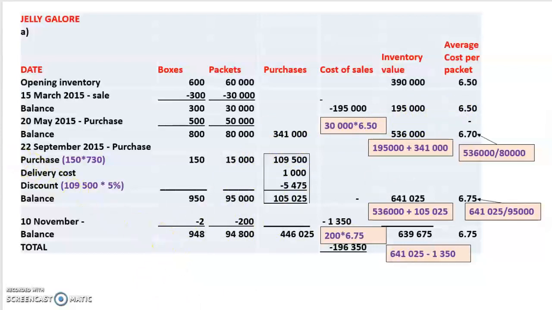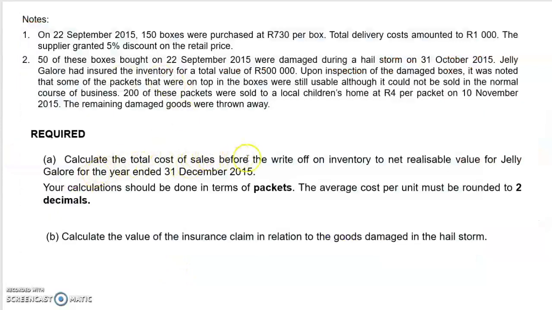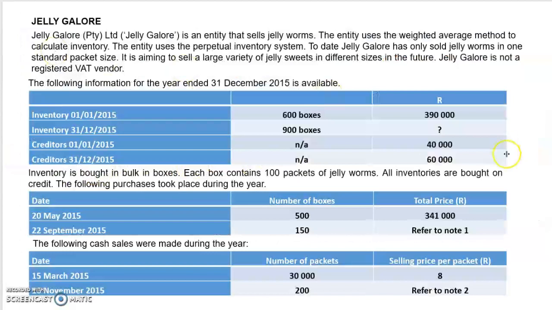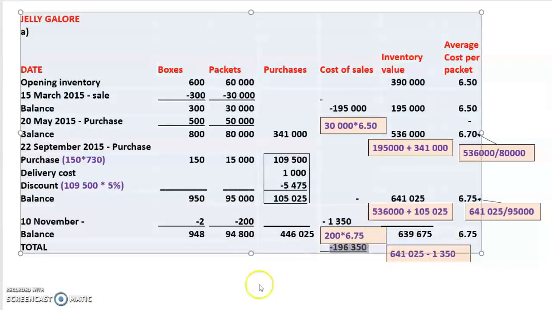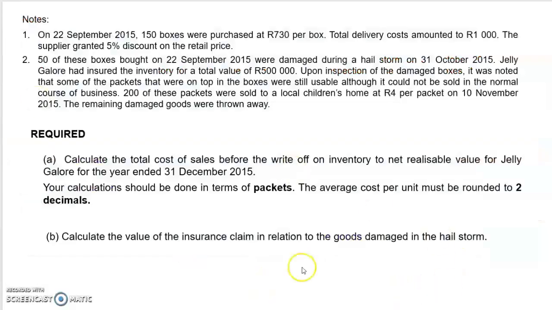If we have a look at the first part of the question, they say calculate the total cost of sales before the write-off of the inventory to net realizable value. So cost of sales will be the 195,000 plus the 1,350, which in total gives us 196,350. Where does the net realizable value come into play? It comes into play here, with the 50 boxes that were damaged. I have only sold 2 of those boxes, so 48 of those boxes cannot be sold anymore at the total cost price, because it has to be written off.